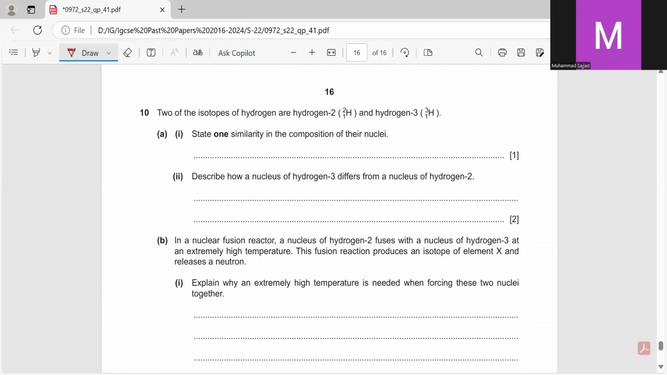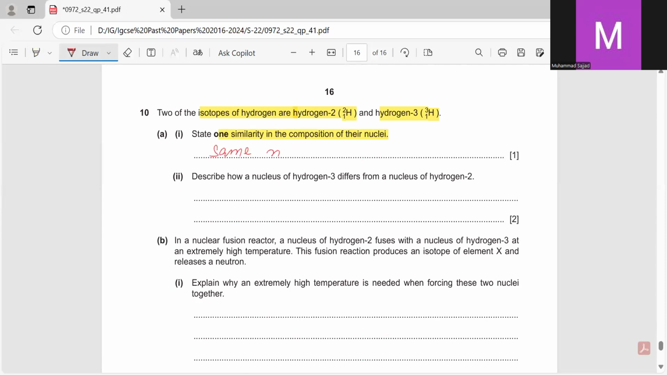Next is question number 10. And in this paper, of course, there is no space physics. That is included from 2023 onward. I'm talking about the space physics. Now, two isotopes of hydrogen are 1H2 and 1H3. State one similarity in the composition of their nuclei. Very simple.